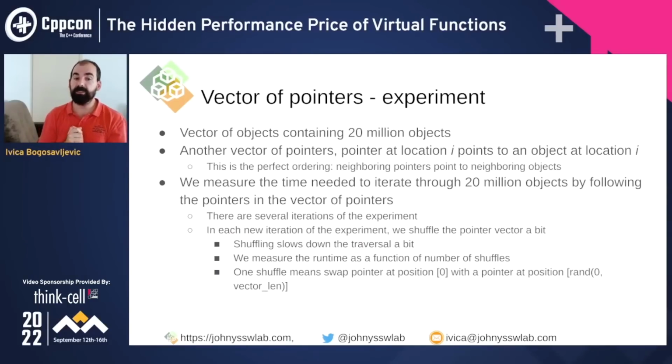Now we measure the time needed to iterate through 20 million objects by following the pointers in the vector of pointers. So we are iterating the vector of pointers, and we are dereferencing pointers. Now this is our original experiment. Now we want to see what happens if we shuffle around a big vector of pointers.